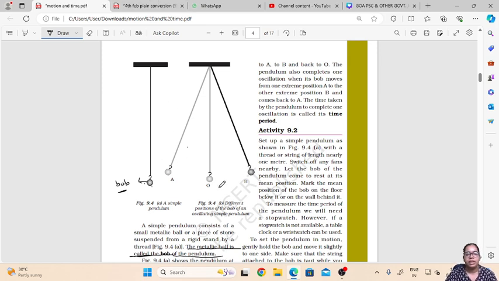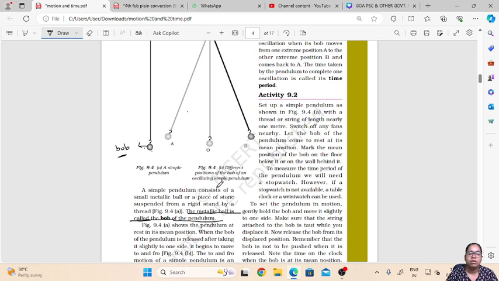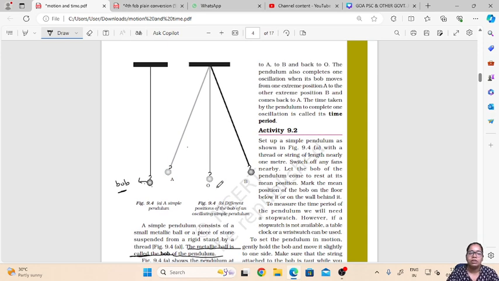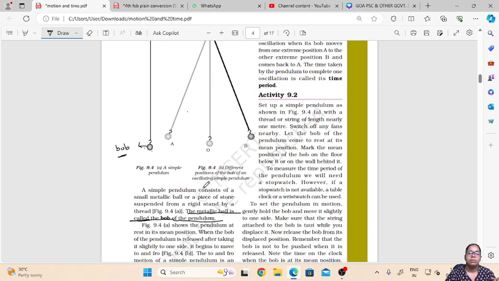To study the time period, we should know the concept of measurement of time. To study the concept of measurement of time, first we should know the working of a simple pendulum.